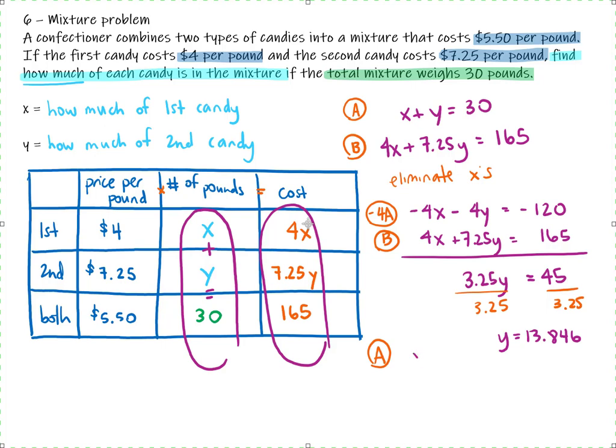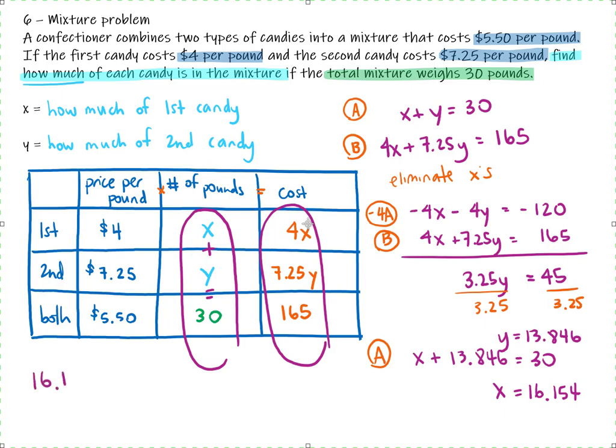Substituting that back into my first equation, I get x plus 13.846 is equal to 30. And solving with a calculator, we get x is 16.154. What does that mean? Let's go look at what our x and y variables stand for. They say how much of each candy. And so we look at the units and it says per pound. So we know that the units is pounds. So I'm going to translate this into the correct answer.